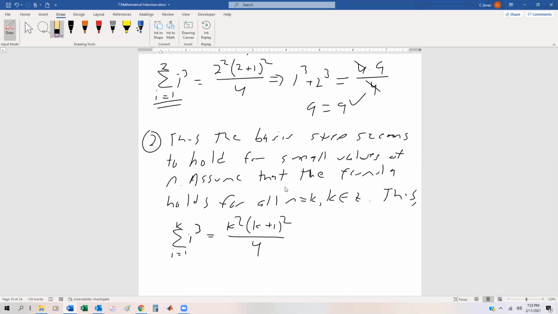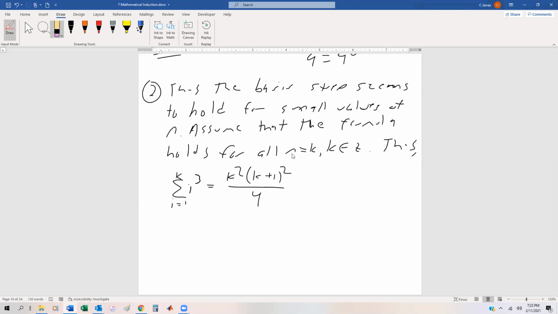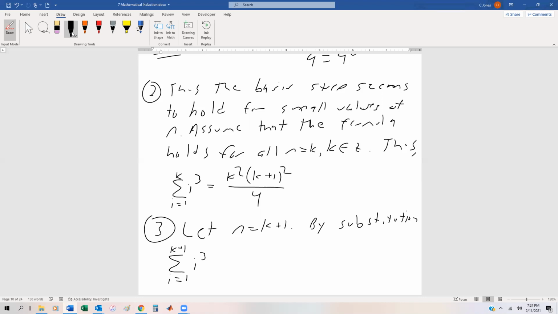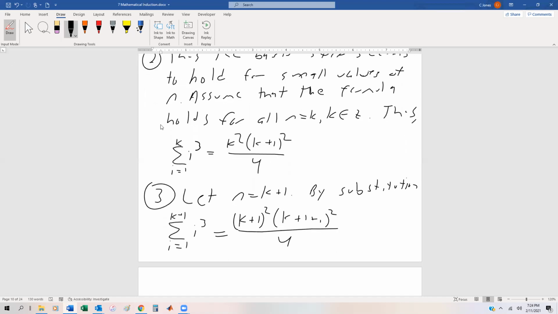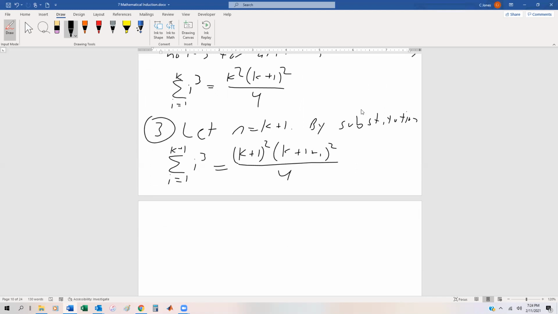Those are pretty easy. Now, the tough part for this one is where you substitute n equals k plus 1. I'm going to show you the trick for that one, especially with a series, because we haven't done one yet. So let's let n be equal to k plus 1. By substitution, the series i equals 1 to k plus 1 of i cubed is going to be equal to, it's going to get a little ugly here, (k plus 1) quantity squared, (k plus 1 plus 1) quantity squared over 4. Of course, you can make that k plus 2 squared, but just to make sure it's explicit, that's what we have at this point.